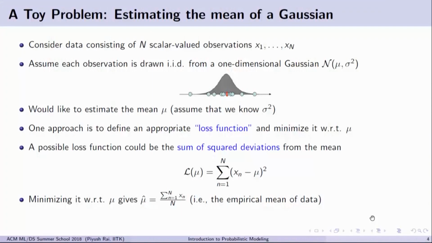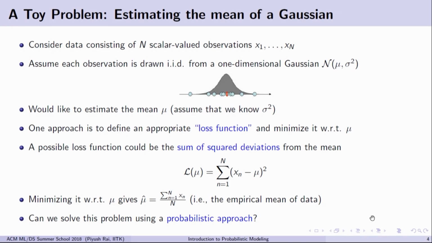Okay? So if you try to estimate the mean using this simple approach of defining a loss function and then optimizing it with respect to mu, then this is the solution that you will get. Okay? Simple enough? Right. Now, can we also pose this problem as a probabilistic modeling problem? Can we pose and solve this problem taking a probabilistic approach? Okay, so that is what we are going to see.